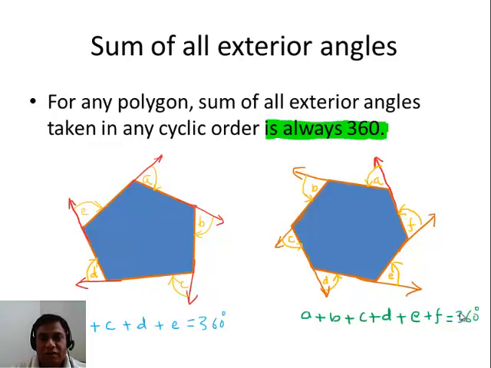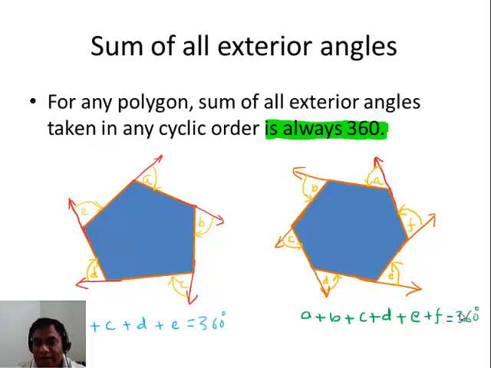Next property is the sum of all exterior angles. This is a very interesting property. For any polygon, the sum of all exterior angles taken in a cyclic order is always 360 degrees. For example, you can see a pentagon. The exterior angle A, plus exterior angle B, plus C, plus D, plus exterior angle E, their sum is 360 degrees.